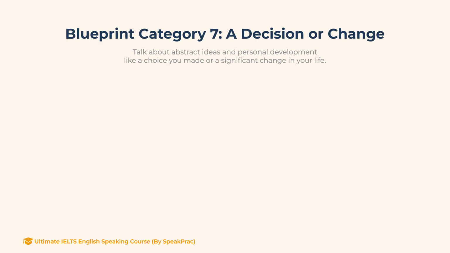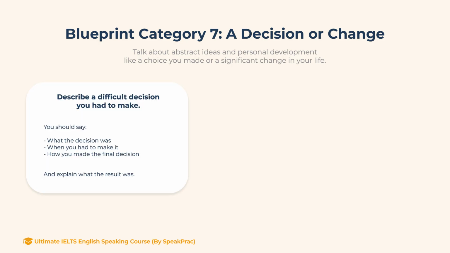Blueprint category 7, a decision or change. This category tests your ability to talk about abstract ideas and personal development. The IELTS speaking examiner wants to hear about a choice you made or a significant change in your life. A very common question here is this cue card.